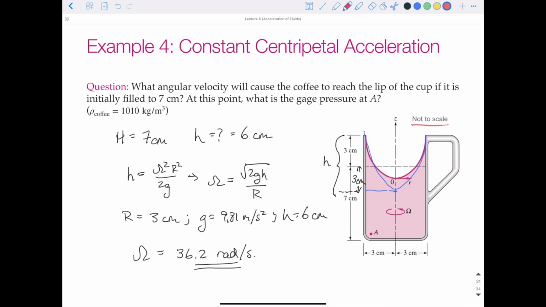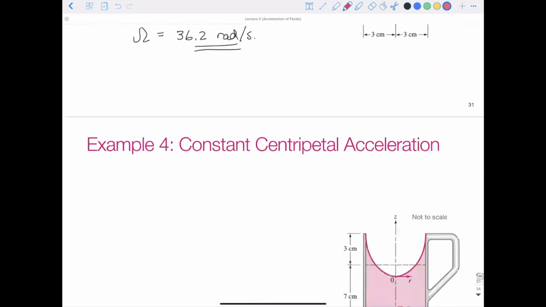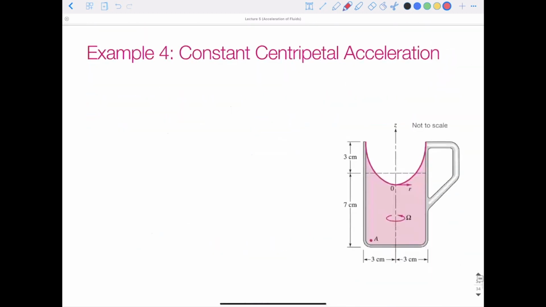So the next question is, what is the pressure at point A? Let's assume that A is actually right at the bottom in the corner. So it's when r, lowercase r, is equal to capital R, and at the very bottom of our container. So z is equal to 0. So pressure at the bottom.